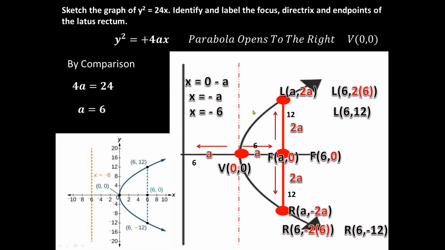Sa pabaligtad na problem, halimbawa, ibinigay ko ang focus, ibinigay ko ang equation ng directrix. Example, determine the equation of the parabola given the directrix x equals to negative 6 and a focus of 6 and 0. Importante yung sketch na yan. Mamaya, matutunghayan ninyo yung ibig kong sabihin.